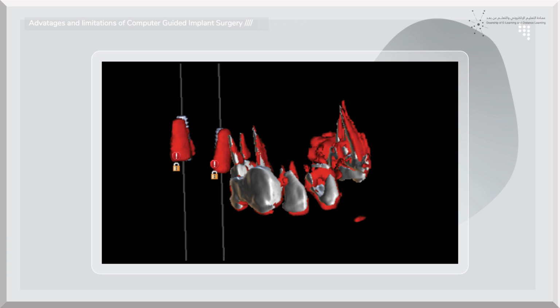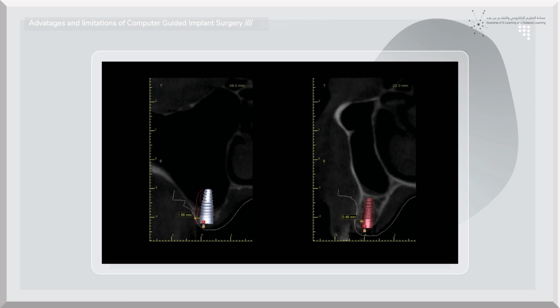The white color represents the visual plan, while the red color represents the real implementation of the surgery. As you can see here, there are some deviations between the visual plan and the surgery. The linear distance of deviation at site 1.5 is around 0.46, while at site 1.7 it is 1.6 millimeters.